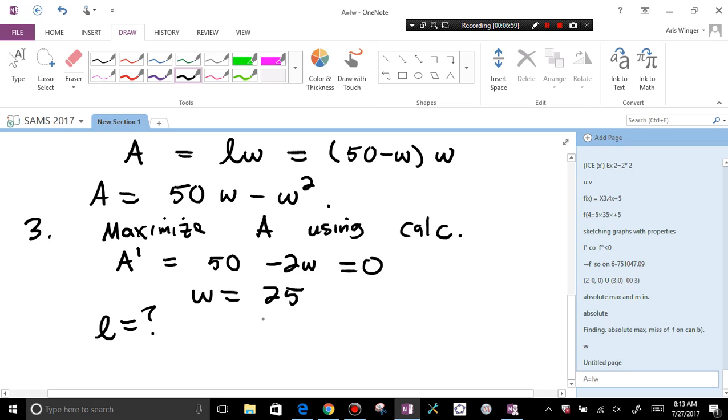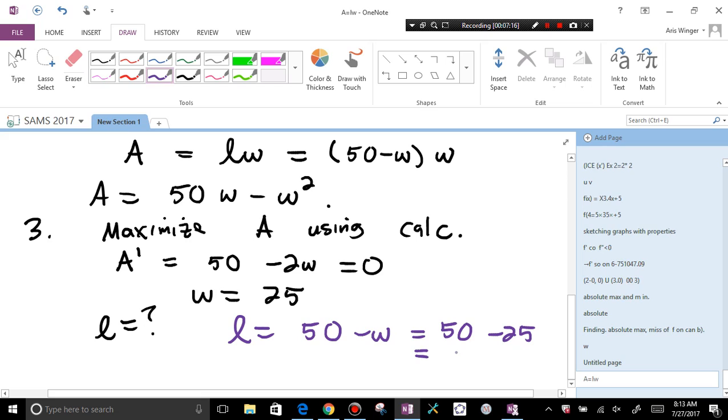L, well, if you want to find L, again, we were constrained. L and W had a relationship. 2L, well, let's go back to the easiest relationship. We'll recall that L is 50 minus W. So L is 50 minus W. We just found out that W is 25.